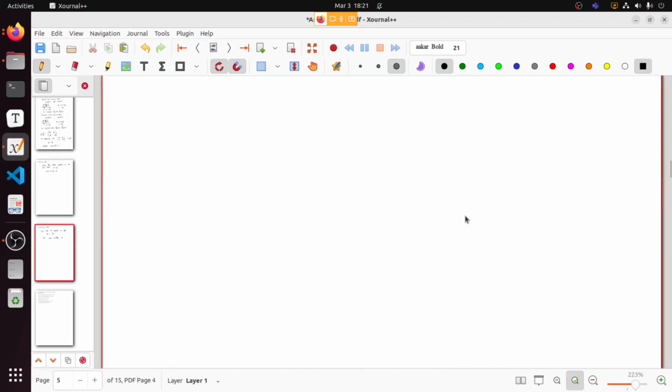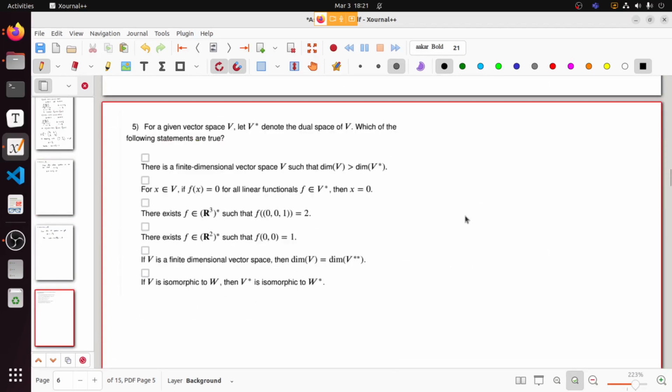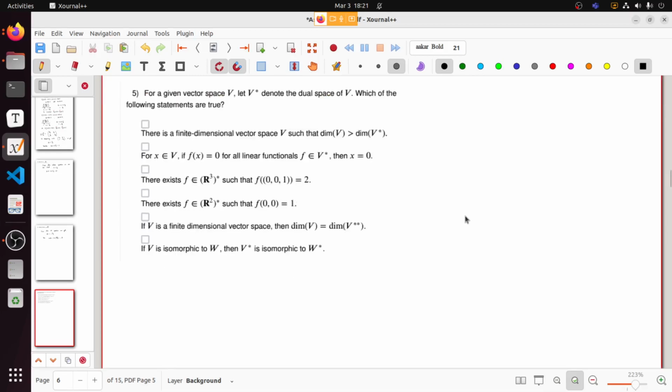Okay, let's move to question number 5. Here, a vector space V is given and V star is the dual of V. Then you have to find which of the following statements are true. What is the first option? Say there is a finite dimensional vector space V such that dimension V is greater than dimension of V star. You have to say whether this is true or false.